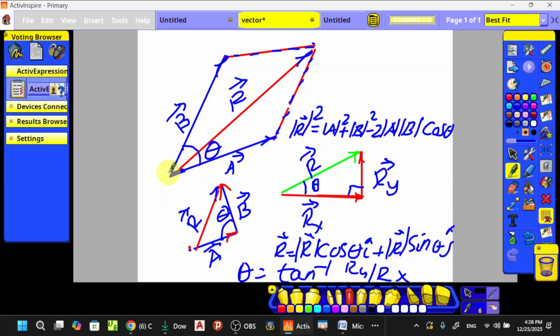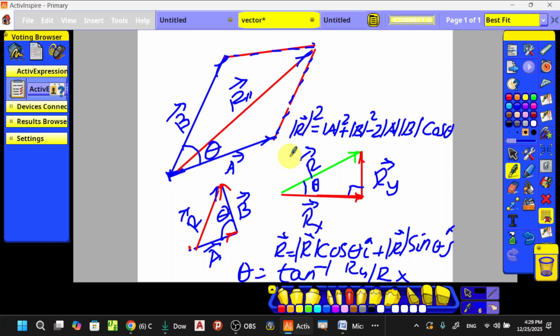While using the parallelogram method, you will be given the angle theta. Both vectors start from the same point. See here, both start from this point, the same point, and you draw these two vectors A and B with the angle between both of them, and the resultant will be the longest. This R right here is drawn diagonally. So this is how you calculate R.